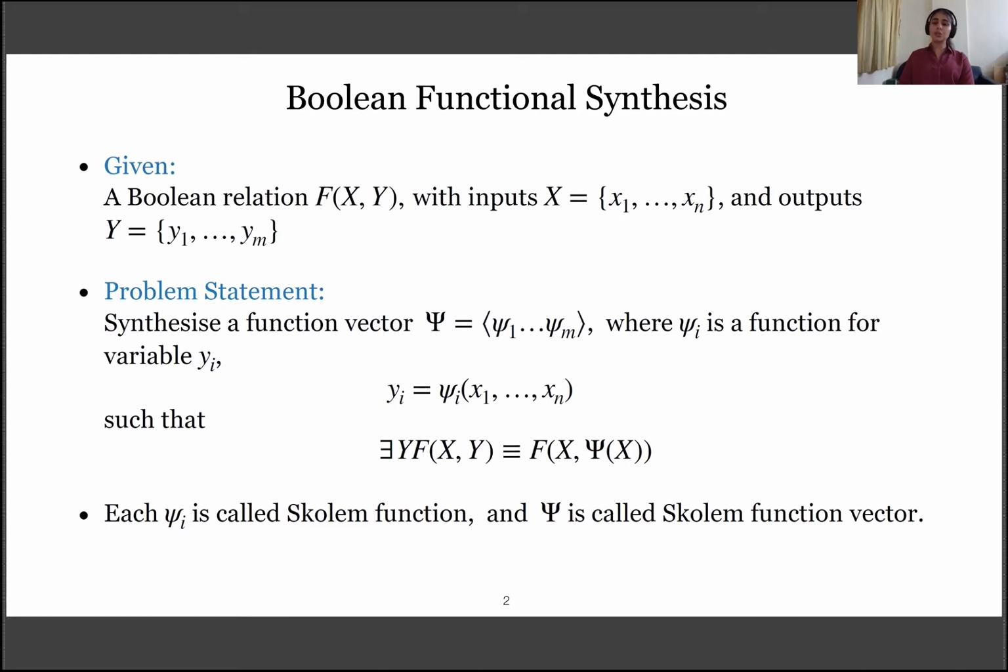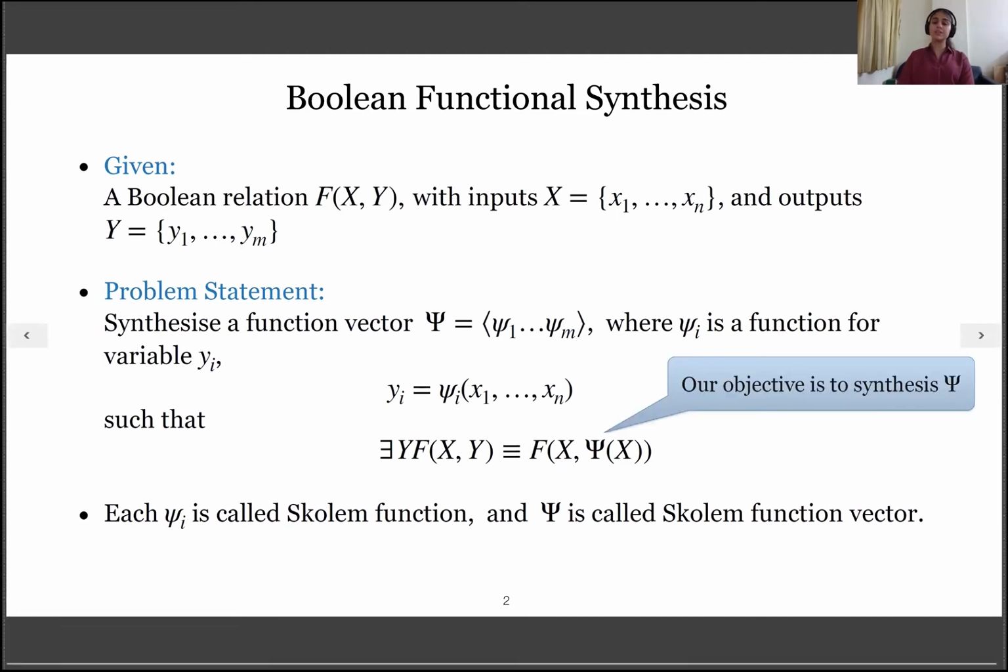That is, for all the valuations of x for which f of x, y evaluates to true, f of x, psi of x also evaluates to true. Such a function psi is called a Skolem function in the literature, and the process of deriving a function from a Boolean relation is known as Boolean function synthesis. So our objective here is to synthesize such a function psi.